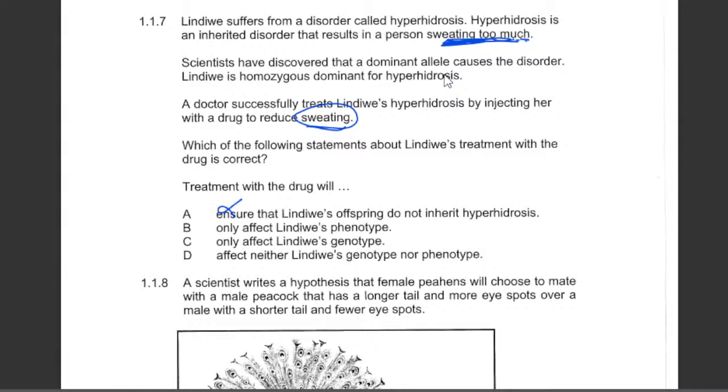Affect Lindewe's phenotype. Yes, it could be correct because the sweating is not that much, so you're no longer seeing that sweating. Don't forget that phenotype is what you see. And then they're saying that it affects Lindewe's genotype. No, because you're not dealing with a gene. Affect neither Lindewe's genotype. No. So the answer becomes B. So B becomes the most correct answer.